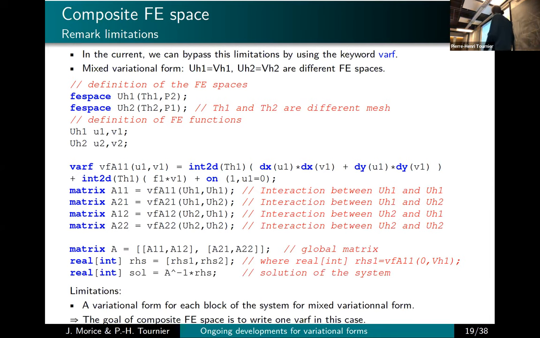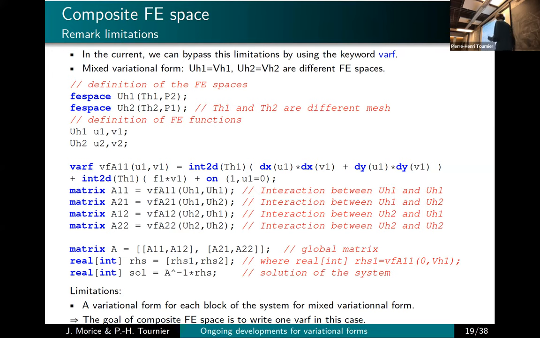But normally in FreeFem, you can bypass this limitation by using the keyword varf, and you can do it, for example, if you have Uh1 and Uh2 defined on different FE spaces. But in this case, you need to define the variables that allow you to construct the matrices. The global matrix of your system will be defined as the sum of different block matrices, defined for each block. A variational form corresponds to your system.